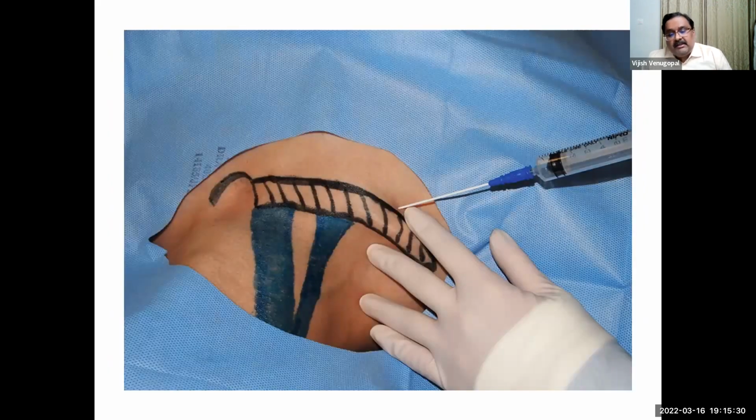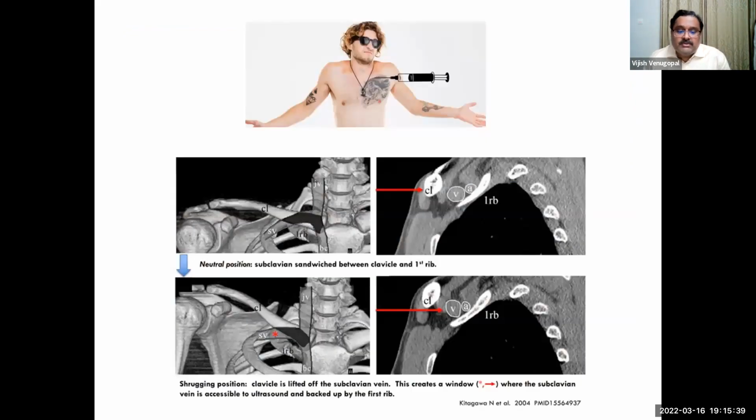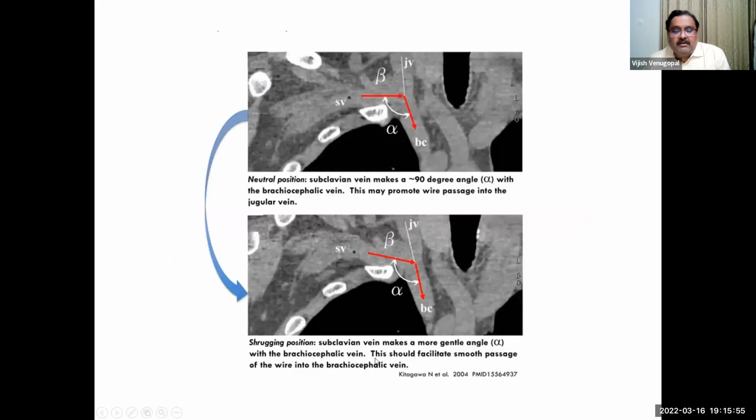Similarly, you can use the subclavian vein for cannulation, and it can be both the supraclavicular or the infraclavicular approach. In the infraclavicular approach, you can use the subclavian shrug technique, where you can ask the patient to shrug the shoulders. And in the shrugging, what happens is the clavicle is lifted off the subclavian vein, which creates a window, and the vein is accessible to ultrasound. Similarly, the shrugging also helps in making a more gentle angle with the brachiocephalic vein, and this should facilitate smooth passage of the wire into the brachiocephalic vein.